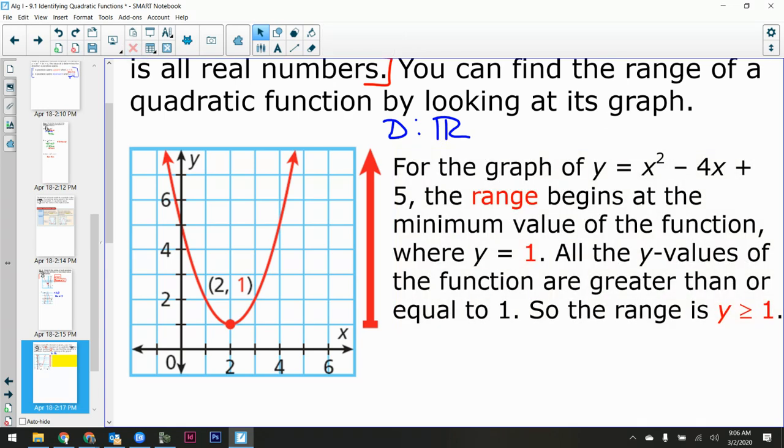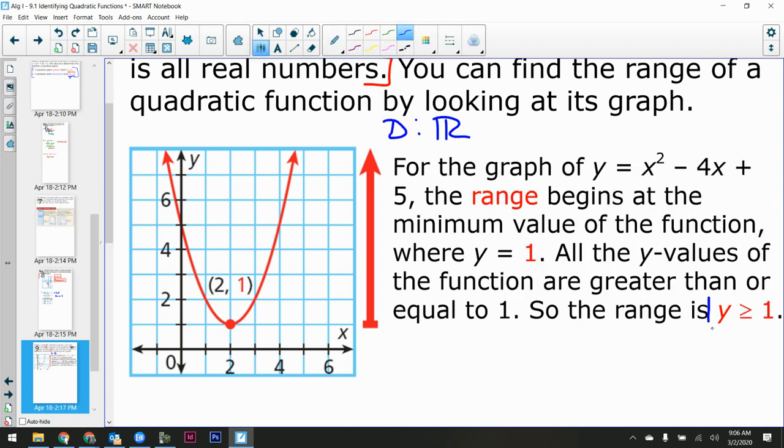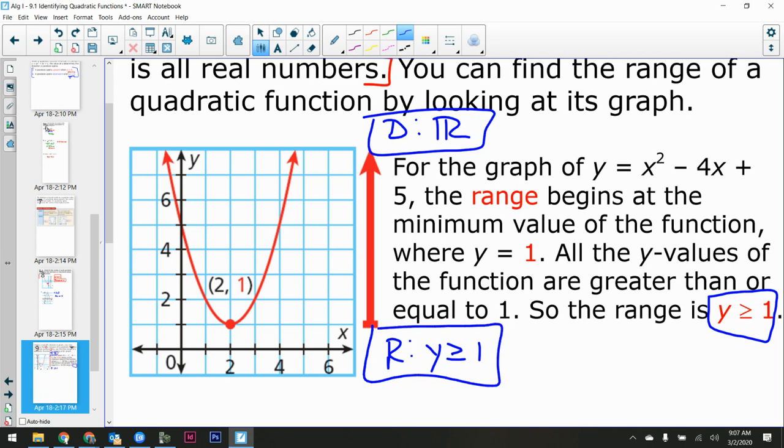So the range is actually going to be y is greater than or equal to 1. That's the range. This is how we would write it. The range, y is greater than or equal to 1. So there's the domain, there's the range. So let's do some domains and ranges.